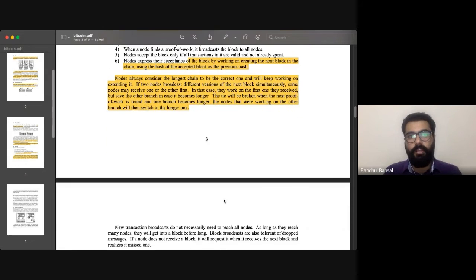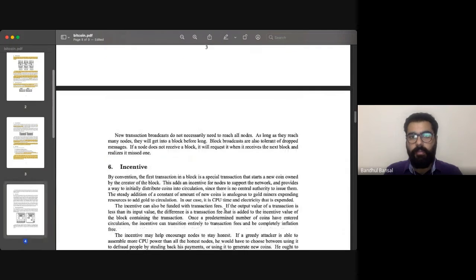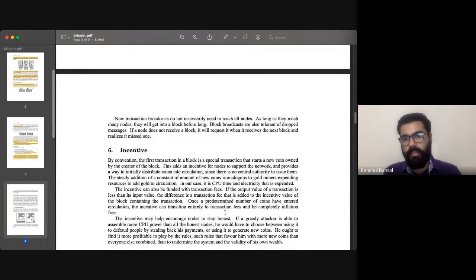In the next section, we'll try to cover incentives, as to what incentives this particular chain has provided to miners, and talk about the CPU power that is associated with it.